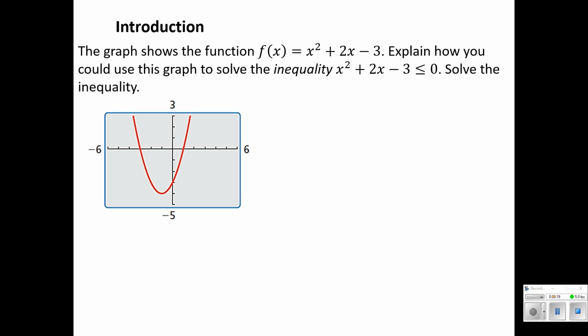Explain how you could use this graph to solve the inequality x squared plus 2x minus 3 is less than or equal to, oh, it's not f of x anymore, it's 0. Okay, so we want to solve that inequality. And just remember that f of x means height, okay? And the solution we're looking for is a range of x values. So I want you to pause the video, take a minute or so and try and come up with an explanation, and then I'll check back with you here in a few seconds.